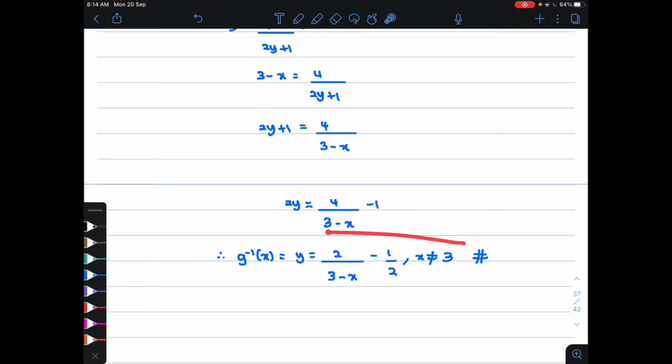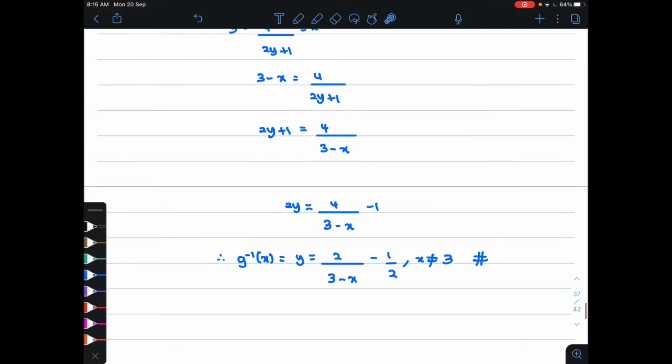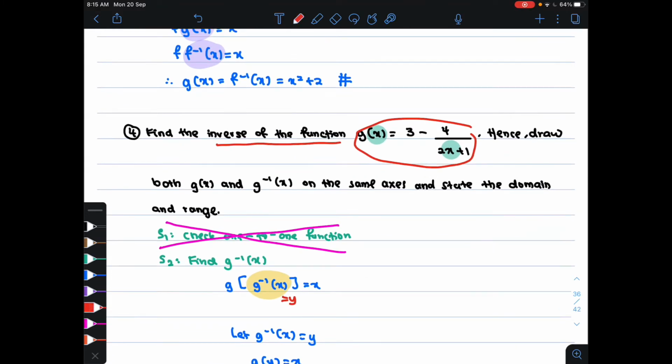So, untuk inverse function, biasakan kamu sentiasa tulis apa saja maklumat yang kamu boleh dapat daripada kamu punya inverse function tu. Letak dia kat tepi. And hence, we need to draw both Gx and G inverse on the same axis. And then you need to state the domain and range.